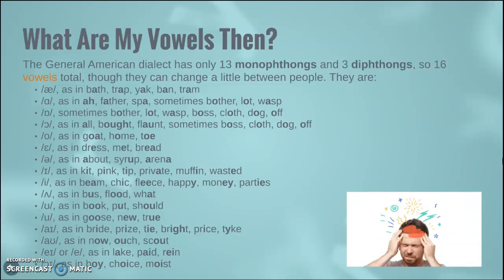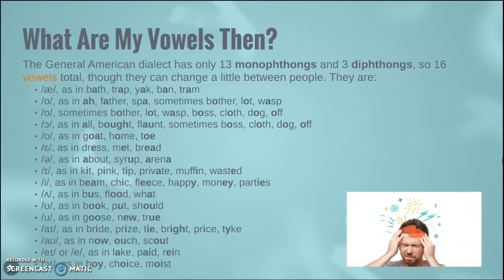We have goat, home, and toe all have the same vowel. Dress, met, and bread with the same vowel. About, syrup, and arena form the schwa, as it's called. Kit, pink, tip, private, muffin, and wasted all have this short I-ish sound. Beam, chic, fleece, happy, money, and parties should be a pretty common one.